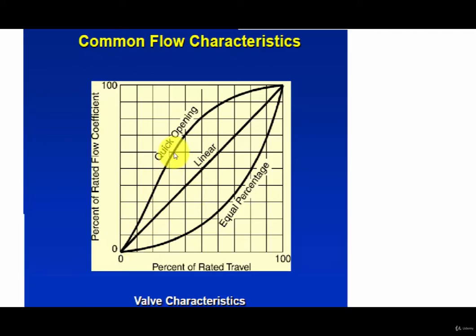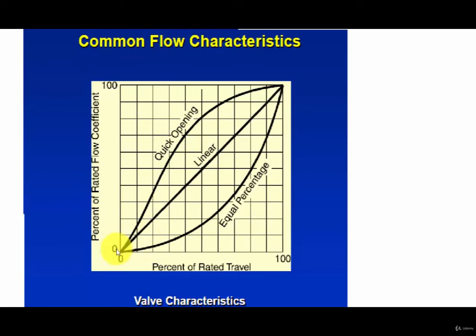Then we have the quick opening characteristic. So at nearly 40 to 50% travel, the valve almost opens to 70%. So it's a quick opening characteristic. At 50% itself, nearly 80% of the flow goes through the valve. That is called a quick opening characteristic. This is mainly for on-off applications. So at the beginning itself it opens and allows most of the flow.